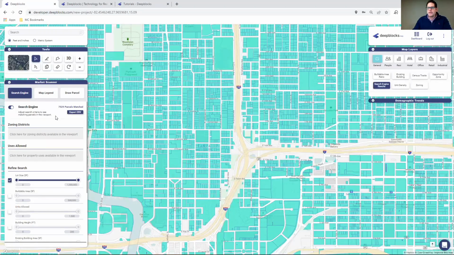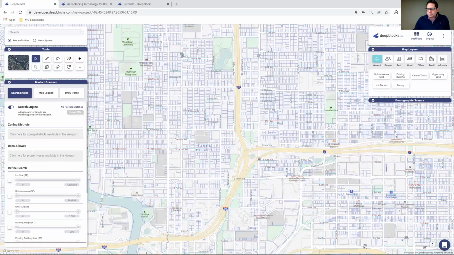Now we're looking at about 7,500 parcels matching, just to give you an overall understanding of the number of parcels. So to drive this search, again, we want to show you how we can find a parcel of a certain size and we can do subdivision.